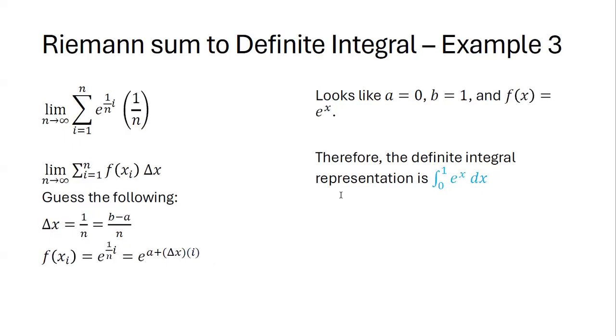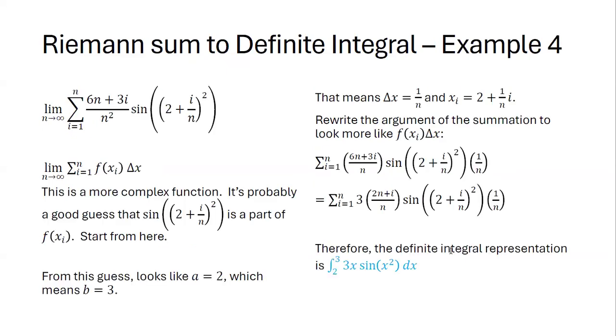All right, example 3. We have this limit as n goes to infinity, summation as i goes from 1 to n, e to the 1 over n times i, this is on the exponent, times 1 over n. So we guess that delta x is 1 over n, and therefore f of x sub i is e to the 1 over n times i. We probably want to let a be 0, so then b would be 1 from this delta x definition. And f of x would be just e to the x. We have all the pieces, so the integral is 0 to 1, e to the x dx.